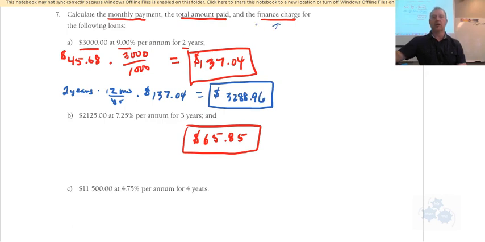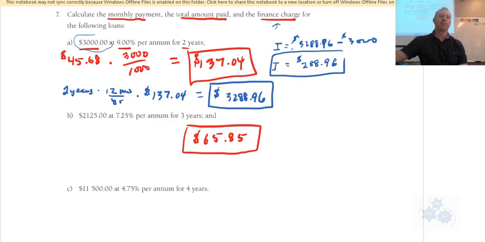And then the finance charge is basically going to be the difference between the original amount and the total amount. So the finance charge, which is really kind of the interest, is going to be $3,288.96 minus $3,000. So it's going to be $288.96. Okay? So that's the kind of stuff you're doing for B and for C as well.